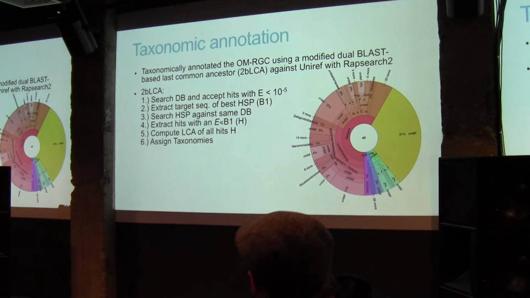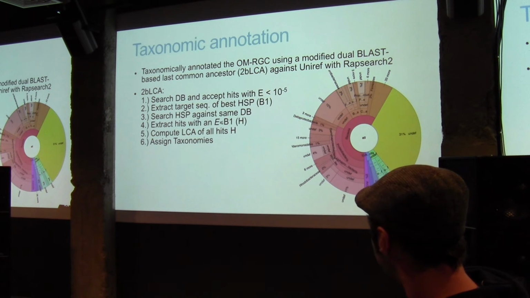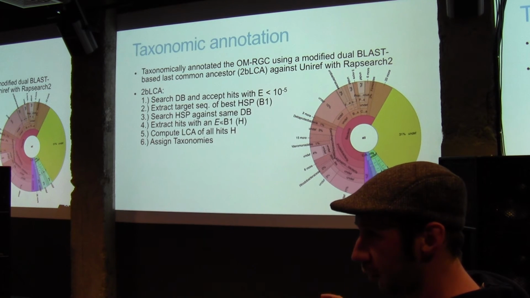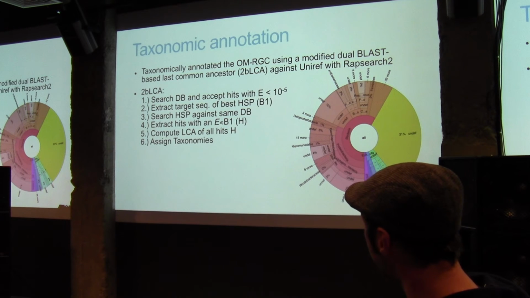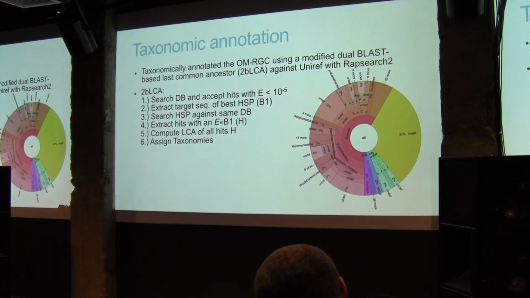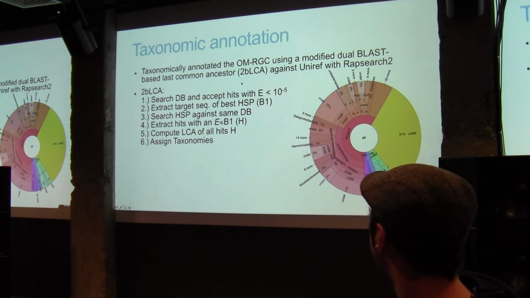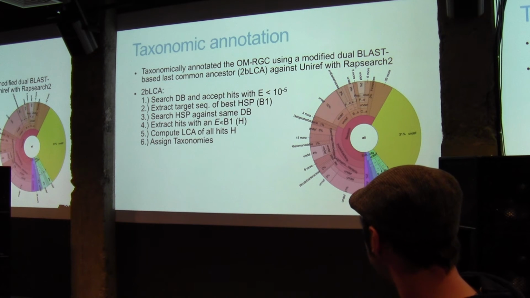I have one more, a bit more complicated example, where they try to make a taxonomical annotation for this whole catalog. So they want to have, for all these 40 million sequences, they want to annotate them and know to which taxa it belongs. Here on the right you can see the composition of the gene catalog, how they did it. And they used a bit of a difficult protocol for doing this. It's called dual BLAST-based last common ancestor.